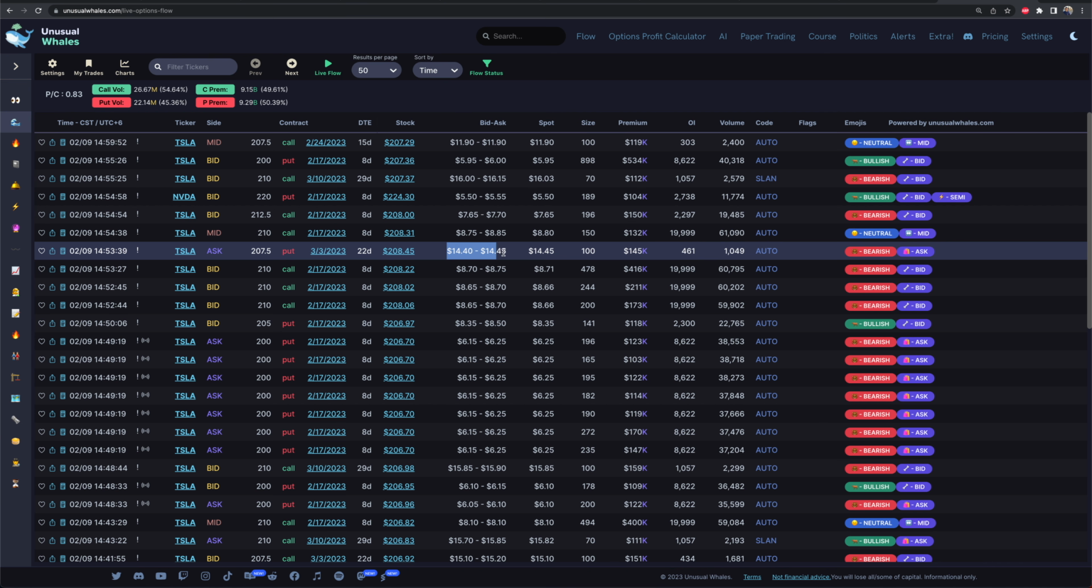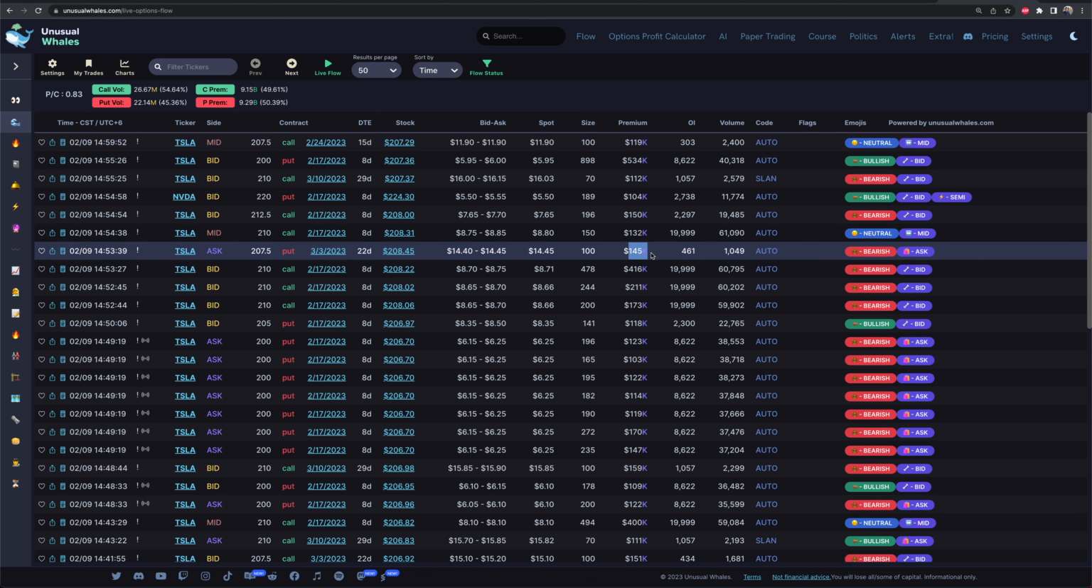The current bid and ask of that contract. How expensive is that contract right now? The spot price, the price this person paid, which was at the ask, which was 14.45, with the bid here and the ask here. 100 contracts, and it cost them $145,000.